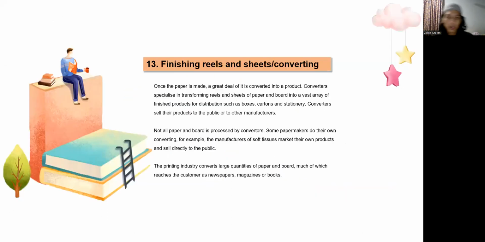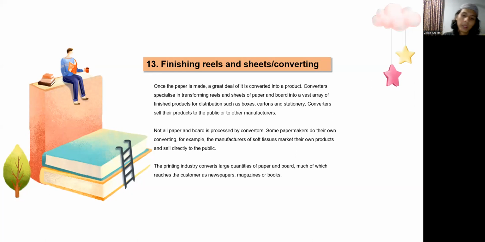The last part is finishing reels and sheets, or converting. Once the paper is made, a great deal of it is converted into a product. Converters specialize in converting reels and sheets of paper and board into a vast array of finished products for distribution, such as boxes, cartons, and stationery. Converters sell their products to the public or to other manufacturers.